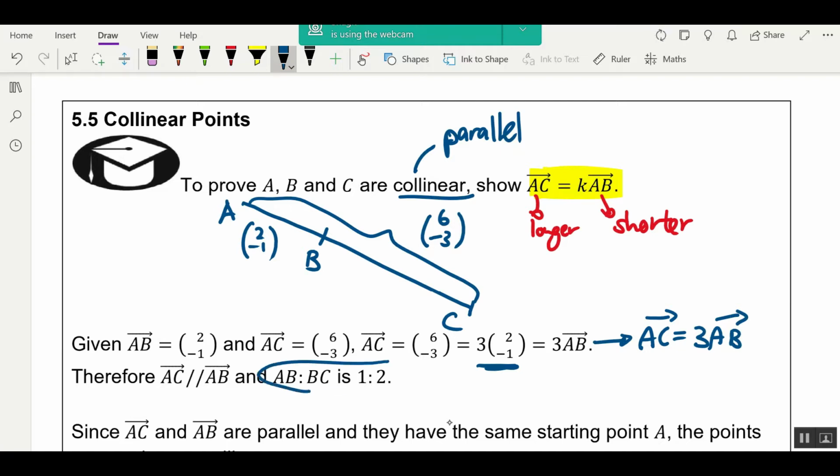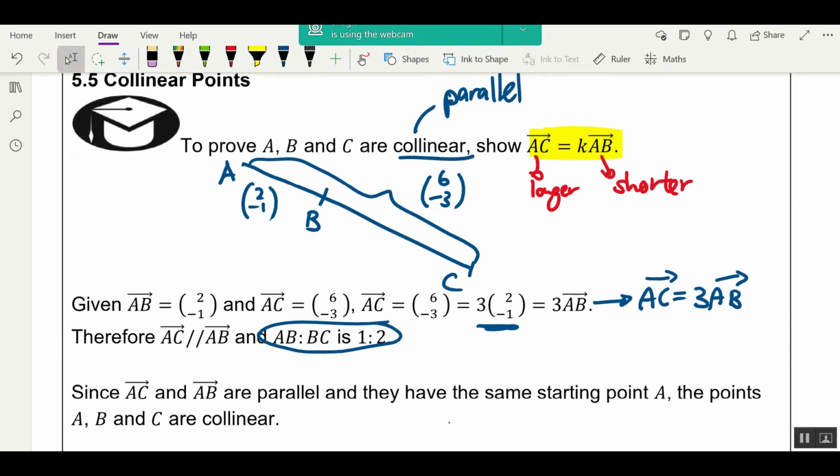You should be quite good at this ratio now. If you're still not good, please go back to video 2 on the parallel property and finding the ratio of the magnitude. Now, since AB and AC are parallel and they have the same starting point, you must mention that they have the same starting point A. The points A, B and C are collinear. So this is the statement that you have to write whenever you need to show that 3 points are collinear.